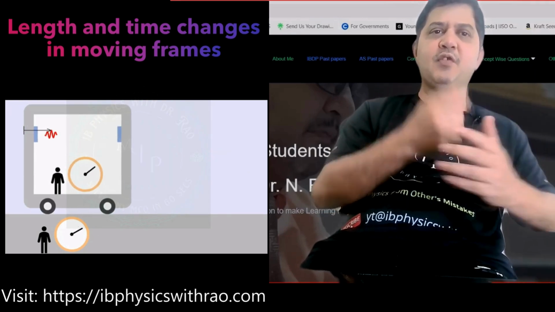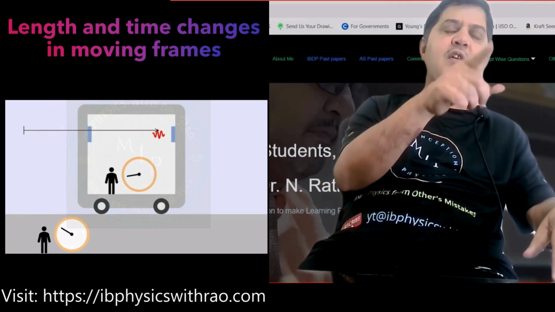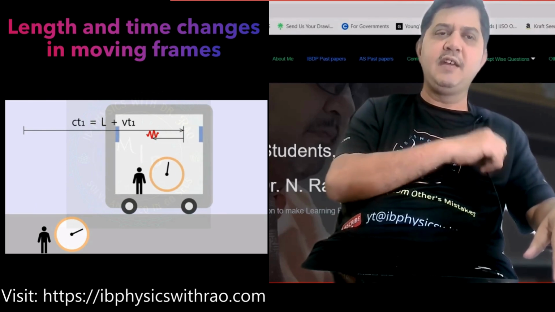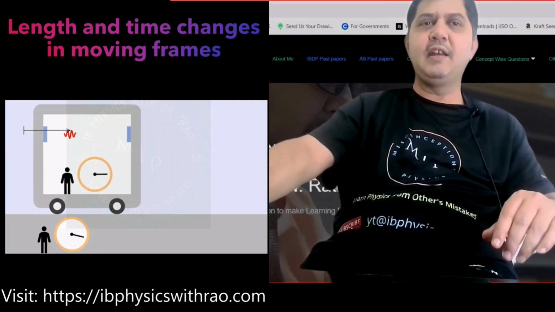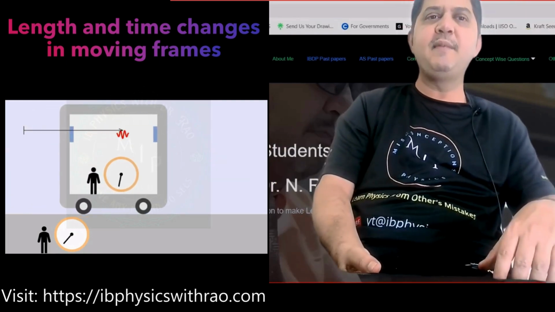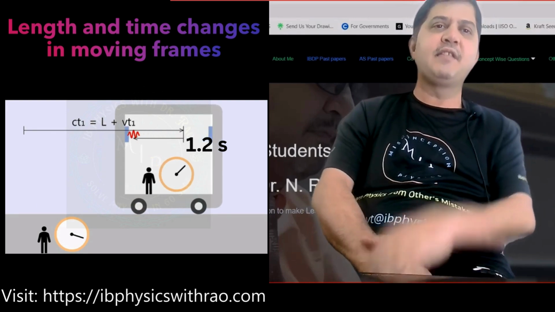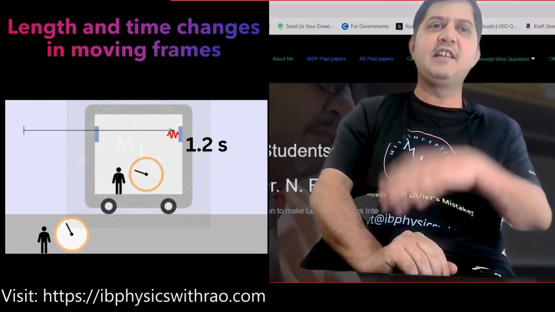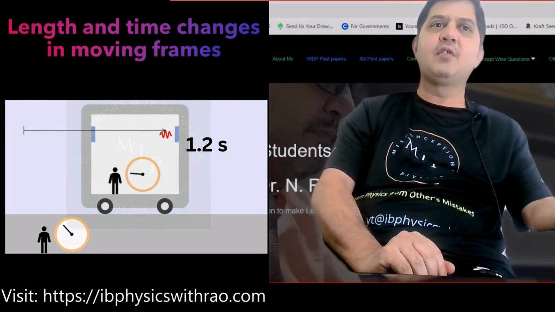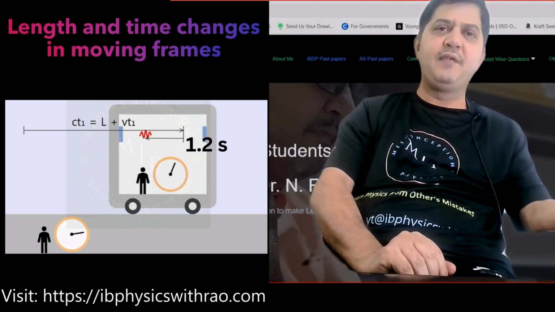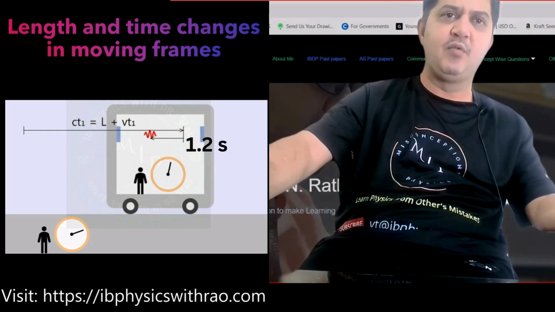In a similar way, let's focus on the time over here. The time as shown for the stationary observer is around 1.2 seconds. But if you take the same thing and observe the moving frame, the time taken is around 1.1 seconds. Which means the time has reduced for a person who is inside the space vehicle, and for a person outside it is different, right? Therefore, length and time change in moving frames, which is what you have learned in length contraction. I'm just repeating the same thing over here.